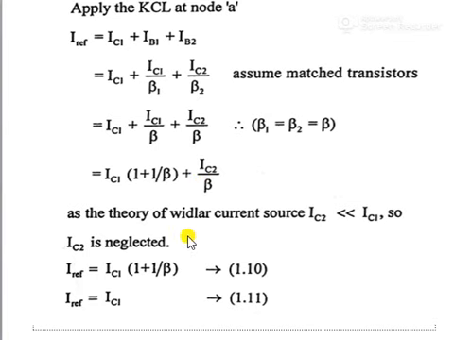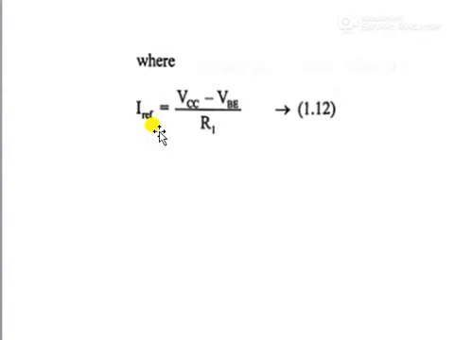As per the theory of the Widlar current source, the collector current of transistor Q2 is very small compared to IC1. Therefore, this term is neglected, and we have I reference equal to IC1 into 1 plus 1 by beta. If beta is very large, then I reference is equal to IC1, and I reference can be found by applying KVL. We have I reference equal to VCC minus VBE by R1. Therefore, we can determine the values of resistors R1 and RE to obtain a required current ratio. Thank you for watching.